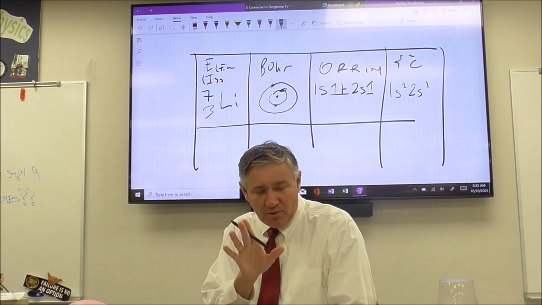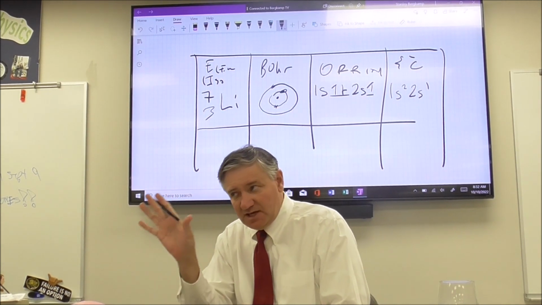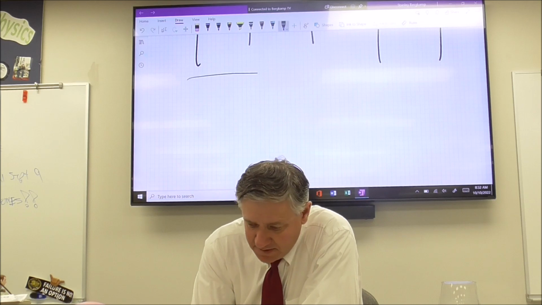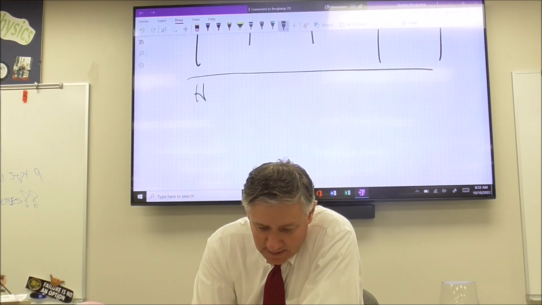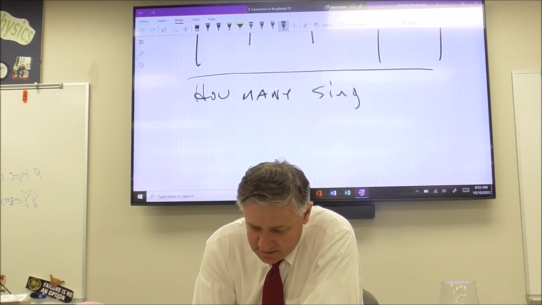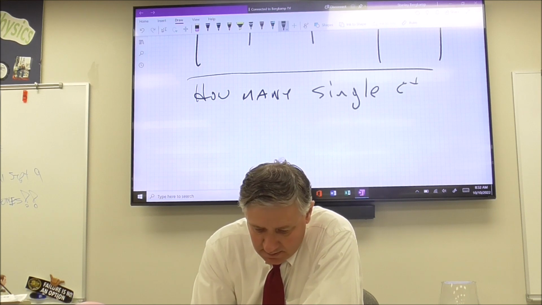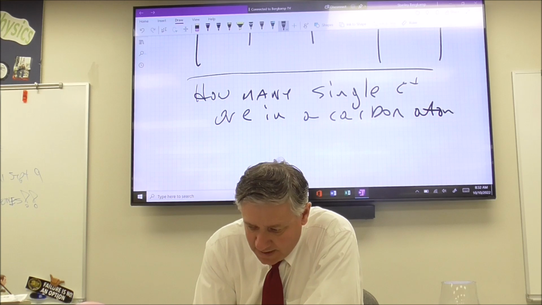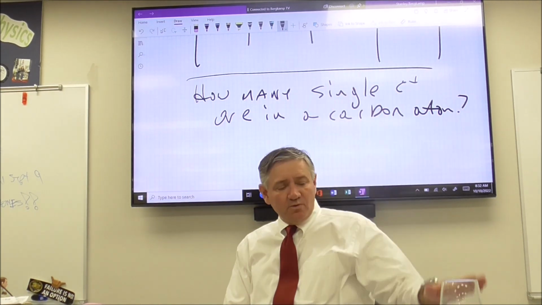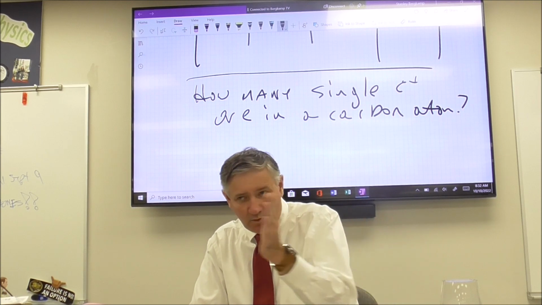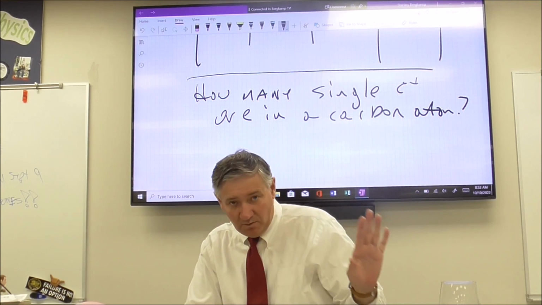Here's one of the most important things in terms of understanding how atoms are going to bond together. So you might be asked, how many single electrons are in a carbon atom? Okay? Now, the only way you can answer a question like this is to write out the orbital diagram. Okay, that's it. That is the only way.